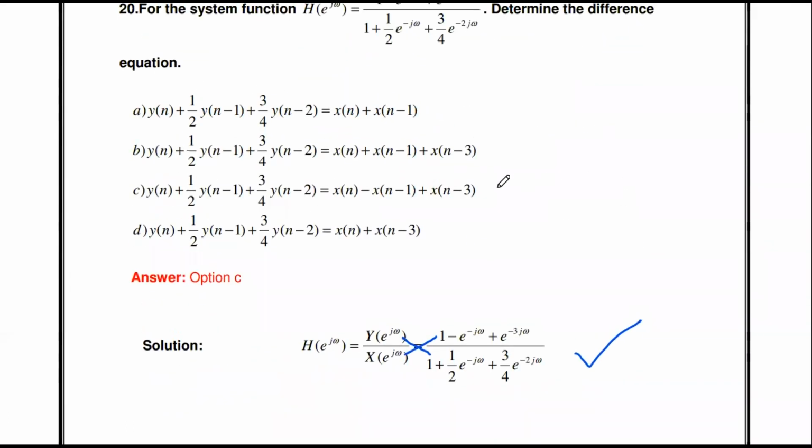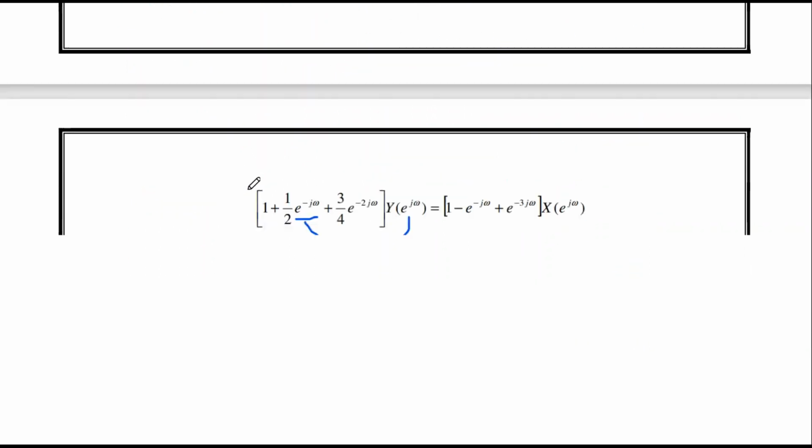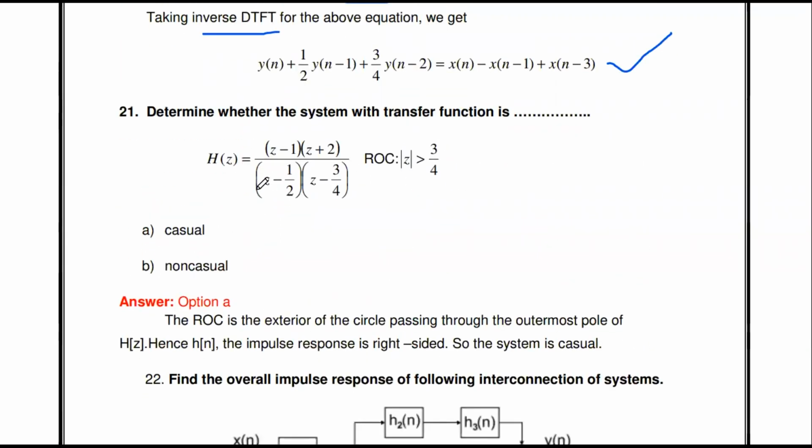Okay, so here option C is the correct answer. So this is the system equation. Similar to the inverse Z transform, here we have to take the inverse DTFT.